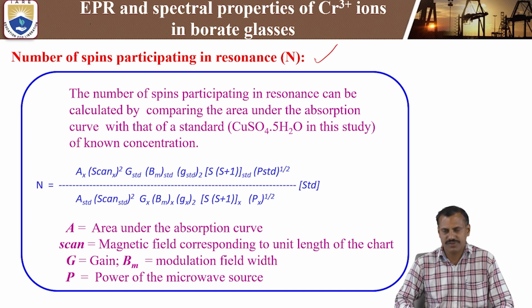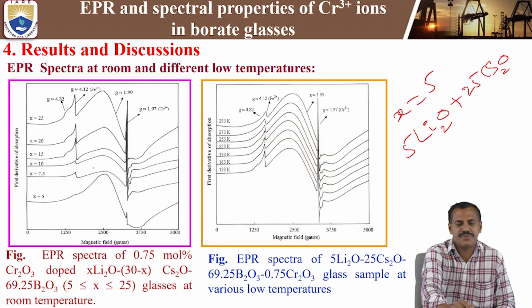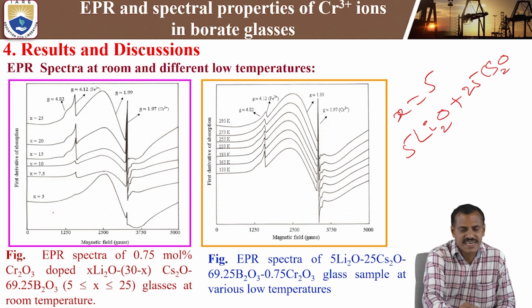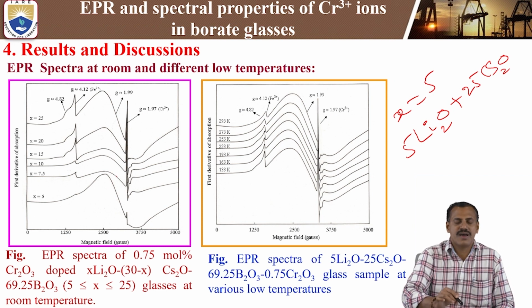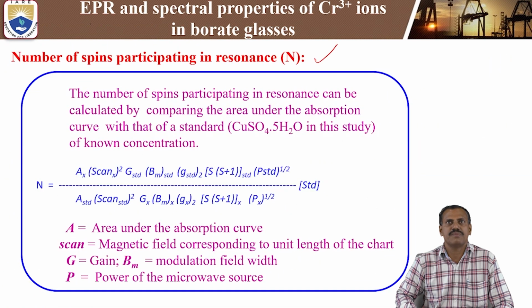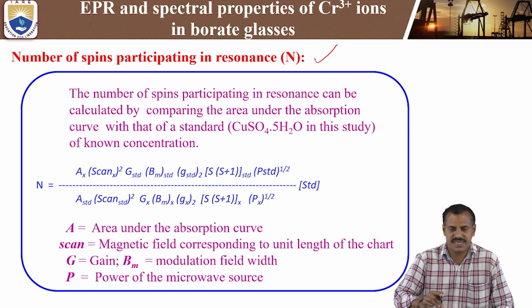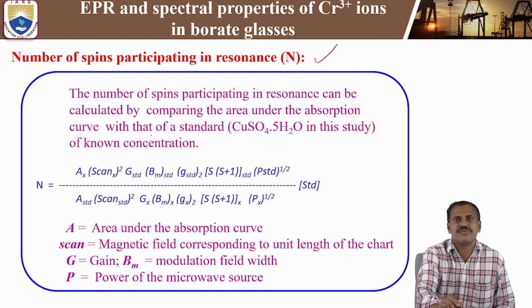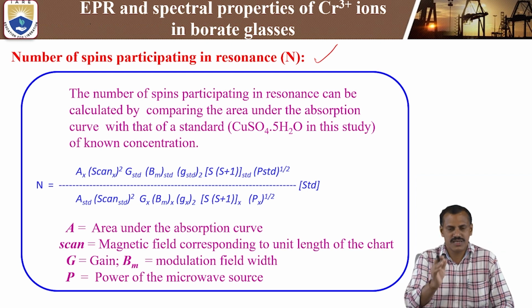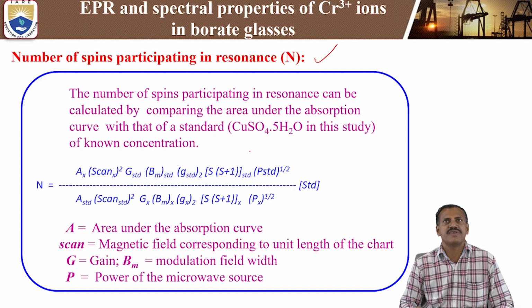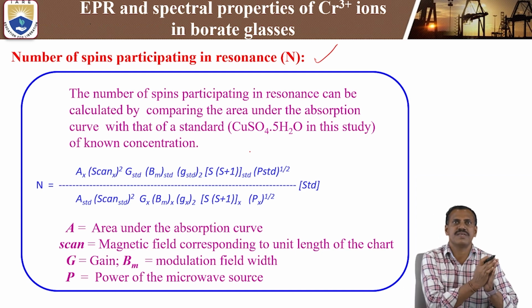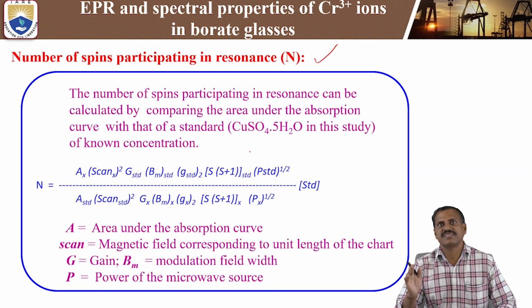That means we are getting this kind of EPR peaks. By using these peaks, we can calculate the area under each and every absorption peak. By using the area under the absorption peak, we calculate, with this formula, the number of spins participating in the resonance signal. That means comparing the area under the absorption curve with that of a standard. Here we need the sample value and at the same time the standard value, that is the reference value. As reference we are using copper sulfate pentahydrate, CuSO4·5H2O, in the study. In the present study, the sample is chromium 3+ ions.